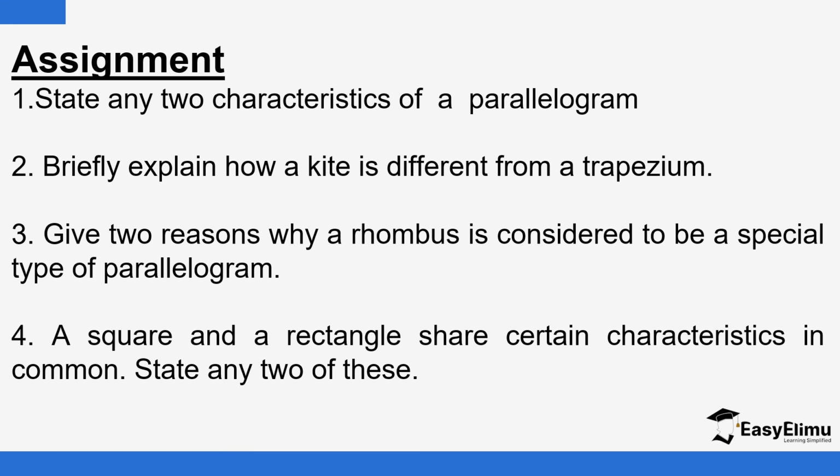So that is all. We have a few questions here to help you practice. State any two characteristics of a parallelogram. We've discussed that. Briefly explain how a kite is different from a trapezium. Give two reasons why a rhombus is considered to be a special type of parallelogram. What characteristics do they share? Then a square and a rectangle share certain characteristics in common. State any two of these. So you can always attempt when possible.